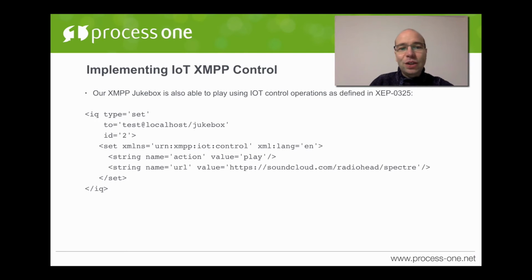So in that example, I'm showing that the thing is supporting control XMPP packets, and those packets are basically actions. So you can send an action which is play, or the action can be stop, and the play action expects another parameter which is a string named URL, which will be the SoundCloud URL coming from the website, that the jukebox will be playing.